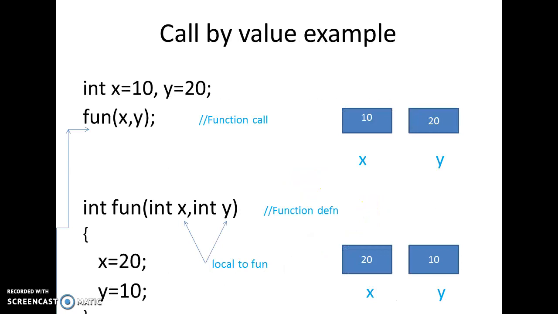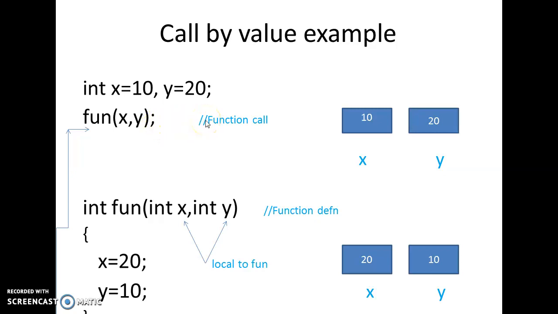Let us consider an example of call by value. int x = 10, y = 20. So here two variables are declared, x and y, with the data type integer. When the declaration is done, the compiler allocates the memory for x and y, which are stored with the values x = 10 and y = 20.